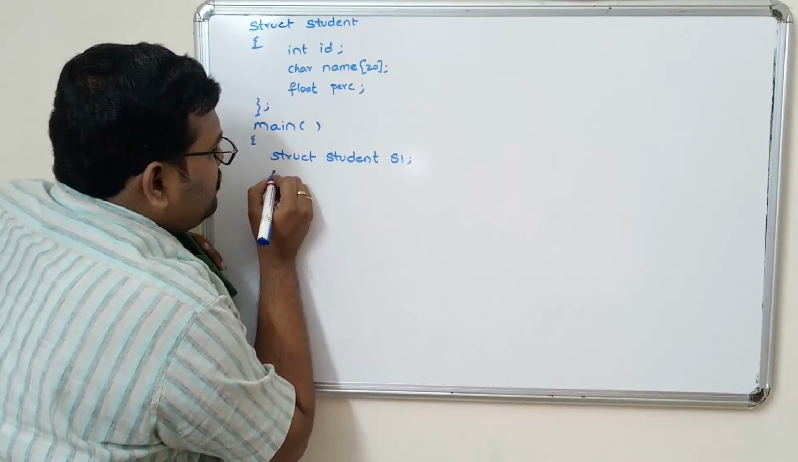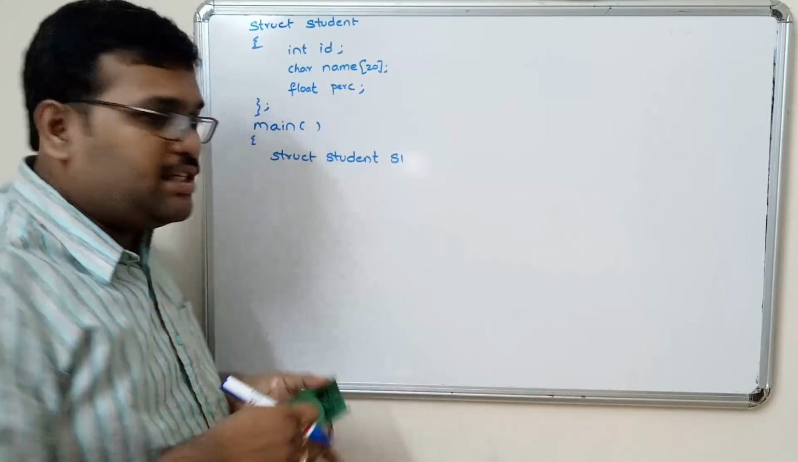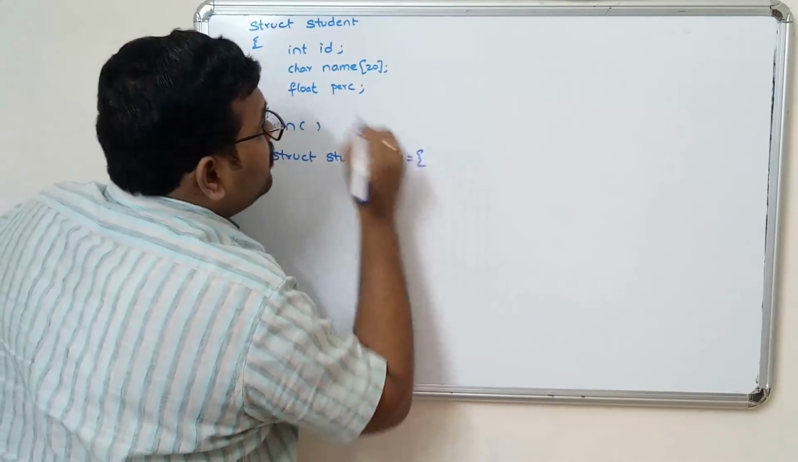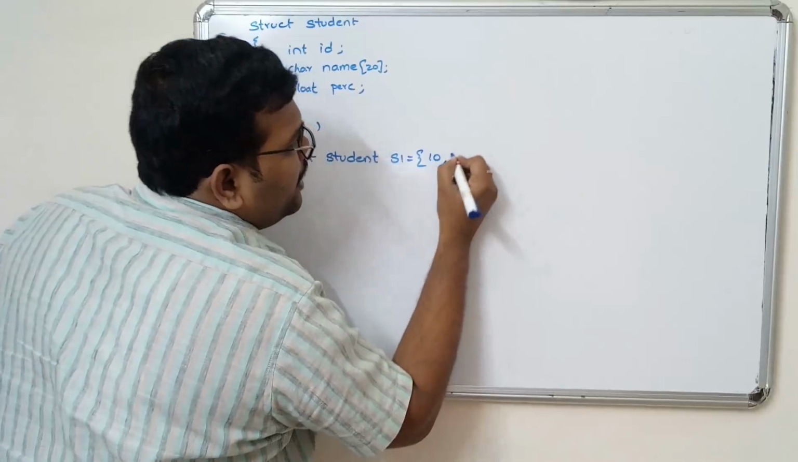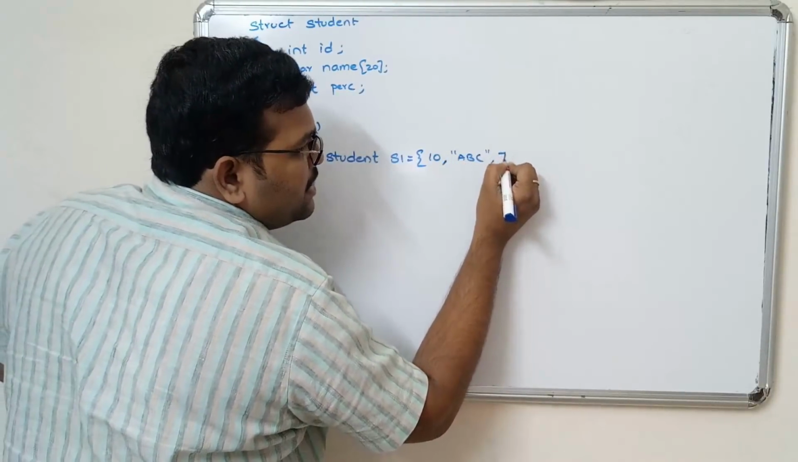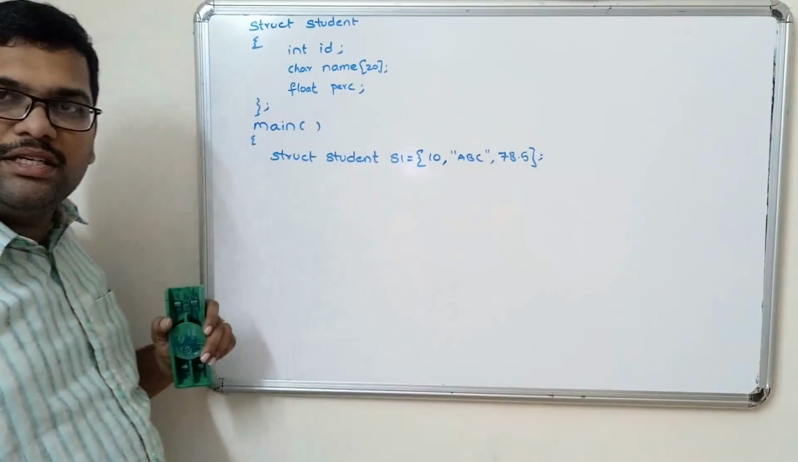Next, let us see both the direct and runtime initializations. Let us use this s1: ID is 10, name is ABC, percentage is 78.5. This is the compile time initialization.